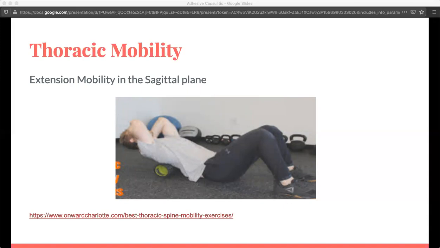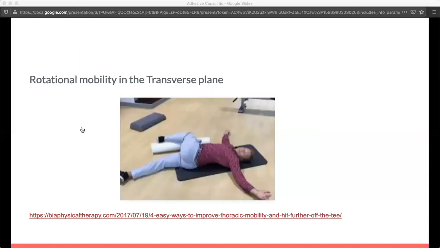Foam roll thoracic extensions or thoracic extension on chair. You can do a manual thoracic extension thrust, screw manip. So many things you can do for thoracic mobility. So that's one. And then I would also do some rotational mobility. So transverse plane thoracic mobility. If you notice one side is less than the other or both are limited, or just to get them moving a little better, get nice extensibility.